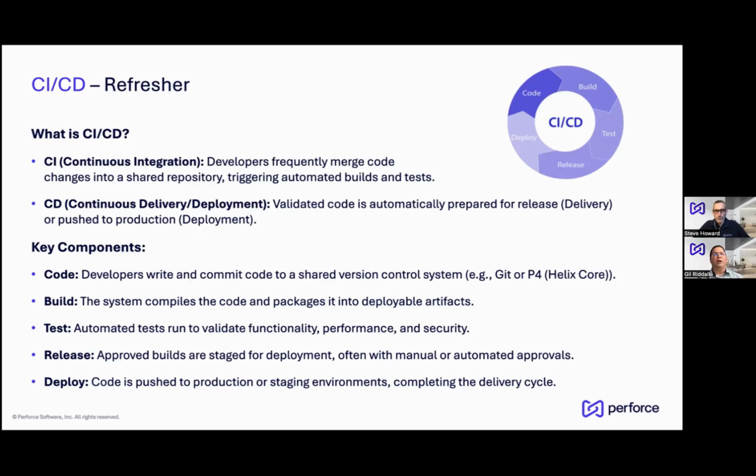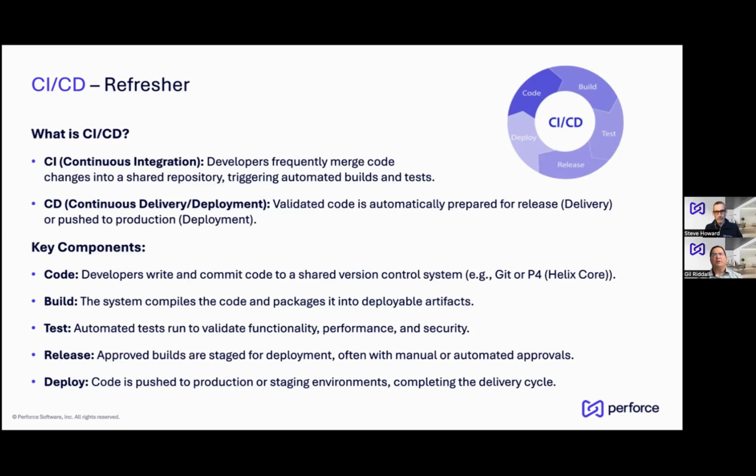So CI/CD has a number of key components. So the coding, obviously, which is where the developers are writing the code and committing the code into their repo, whether it's Git or P4. There's the build piece, which is where the system will compile the code and build all the artifacts that are required to make a deployable solution.